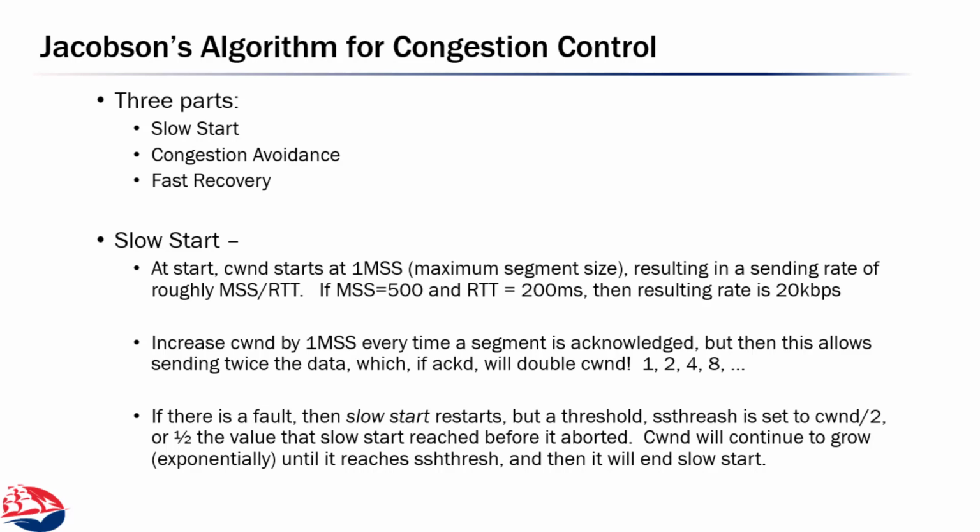Part number 1 is called slow start. At the start, the congestion window is going to start at one maximum segment size in the time that it thinks it's going to take for that to send. So our current congestion window is going to be determined by the number of bytes in the segment size divided by the round trip time for that byte. For example, if MSS is 500 and RTT is 200 milliseconds, the resulting rate is going to be 200 kilobits per second, and that's our first guess as to how fast the network is.